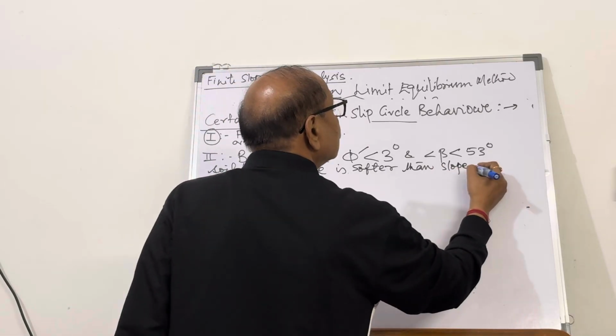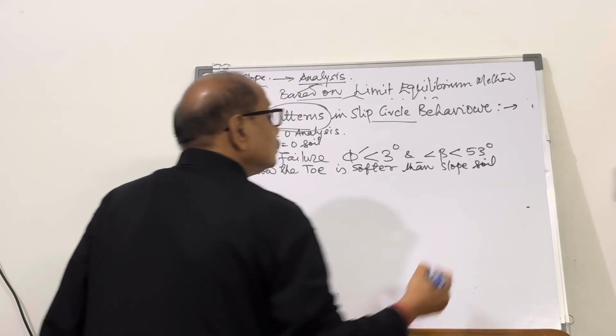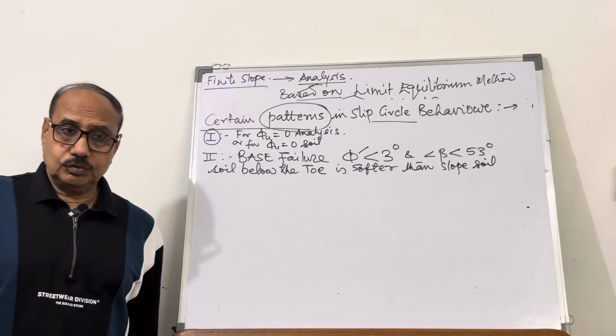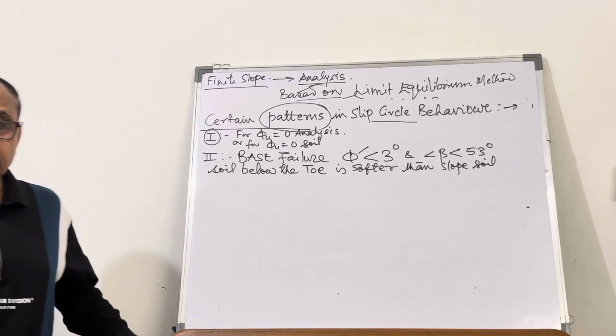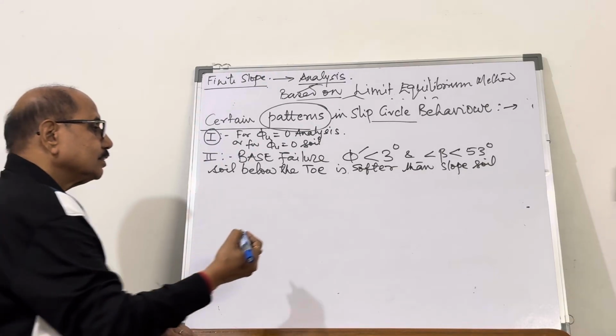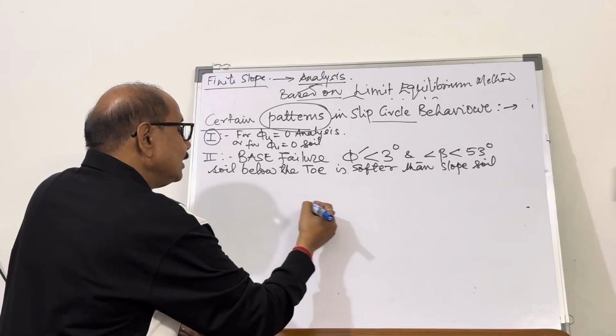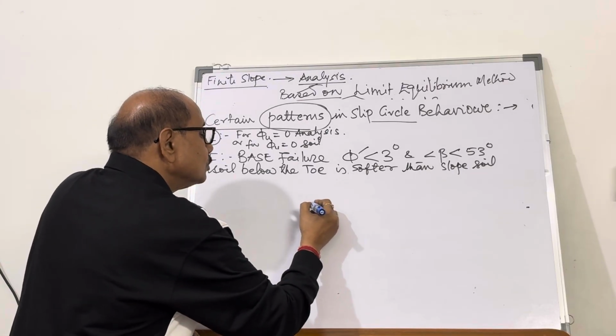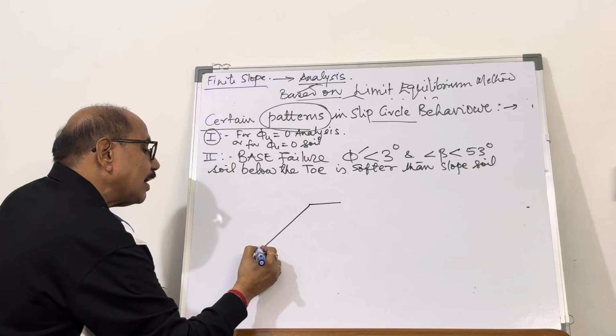If it is softer, then the slope soil above the toe is going to lead to a failure like this. So, friends, the conditions will help you. Now, it is a flatter slope.